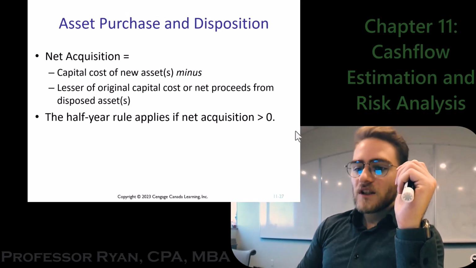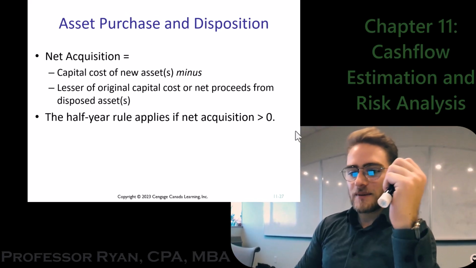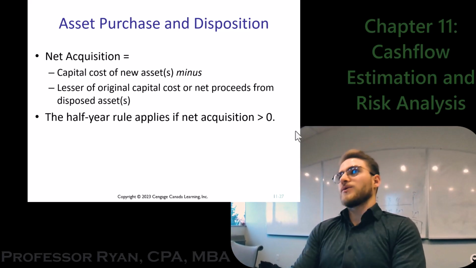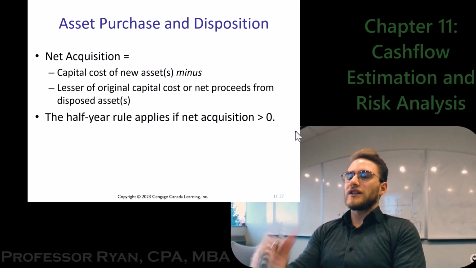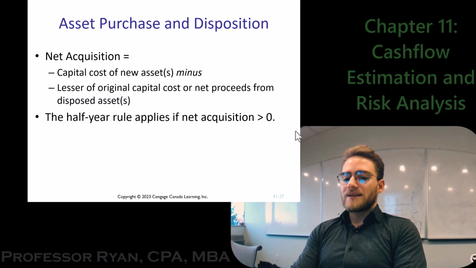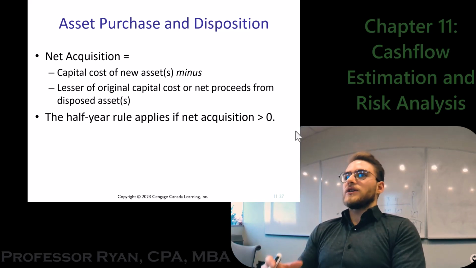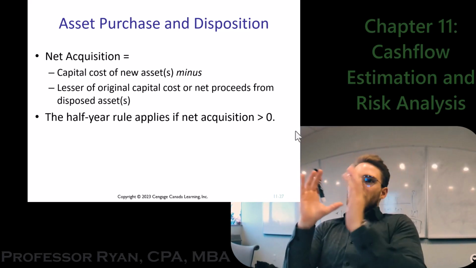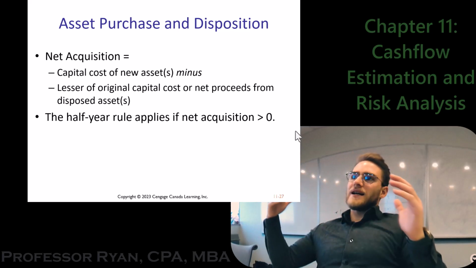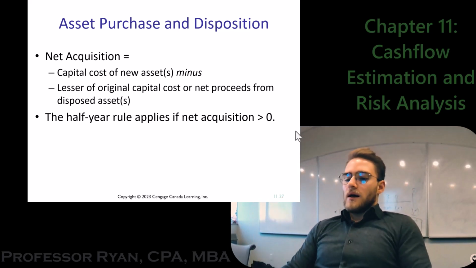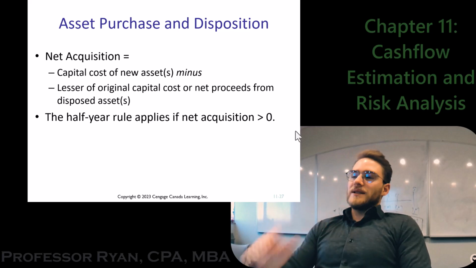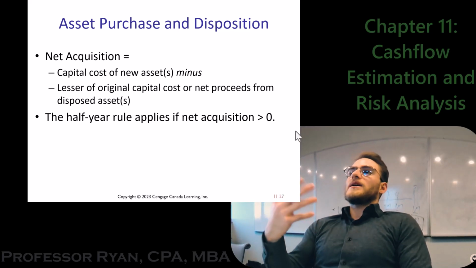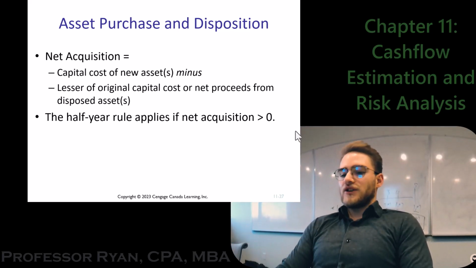Okay. So asset purchases and dispositions. This is that net acquisition I showed you. I'll show you a disposal piece later. But basically your net acquisition is usually just your additions minus your disposals. And whatever balance is left, that's what you can apply the half-year rule to. It applies to any net acquisitions that are over 0. You only depreciate at 50% of the rate as you normally would.